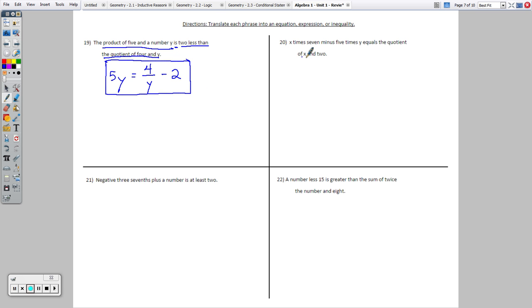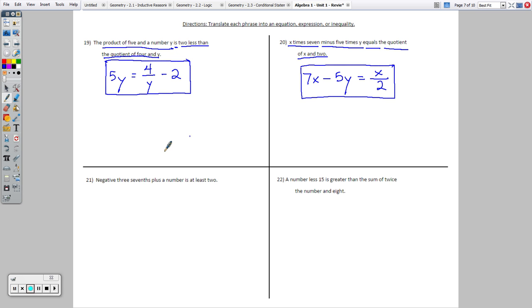Number 20, x times 7, that would be like this, 7x minus 5 times y, just looks like this, minus 5y, equals the quotient of x and 2. So x and 2's quotient, that would look like this, x divided by 2, that would be it. That would be my final answer for that one.